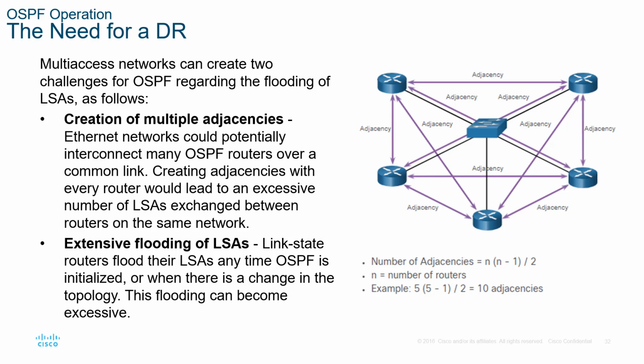A common formula is the number of adjacencies is equal to n, which is the number of routers, times n minus 1, all divided by 2. If there are 5 routers, that's 5 times 4, which is 20, divided by 2. That means there are 10 adjacencies. This flooding can be very excessive. So, with a DR, we can control some of that flooding.